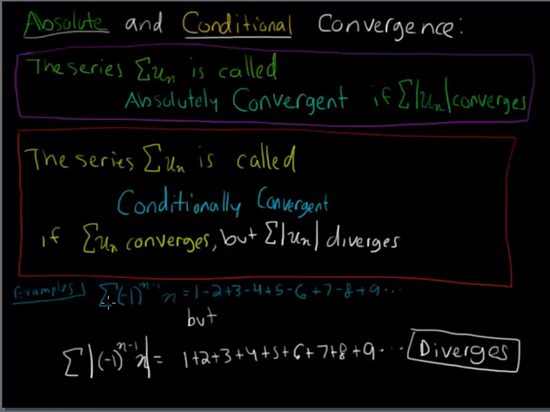An example is the sum of -1 to the power of n minus 1 times n, because it goes 1, then -2, +3, -4, +5, -6, and so on. So it goes back and forth like that. And then when you take the absolute value of it, the negatives turn positive, so it just goes 1, +2, +3, +4, +5, +6, and diverges.